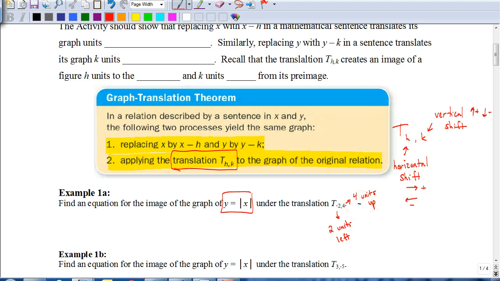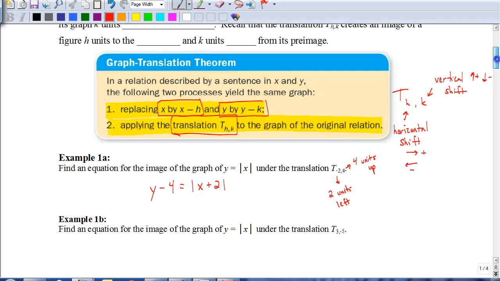Now, to come up with a new equation, that's what this is telling me. We're going to replace x with x minus h, and I'm going to replace y with y minus k. So it's going to be y minus whatever k is, so y minus 4 equals the absolute value of x minus negative 2, which becomes x plus 2. So this would be my new equation. Y minus 4 equals the absolute value of x plus 2.